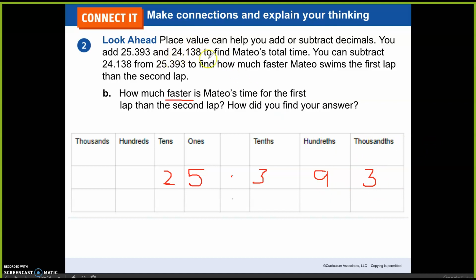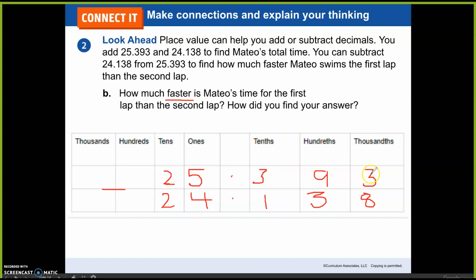So then we're going to subtract lap number 1, which is 24, and our decimal 138 thousandths, because that's the last digit in our number. So now what you have to do is subtract them both. So I'm just going to put a subtraction sign out here just to show that we are subtracting these two numbers.